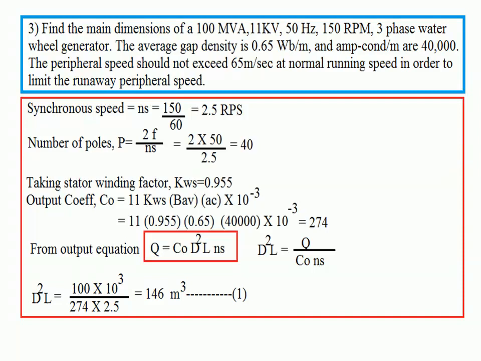Then from the output equation Q equal to C naught D square L ns, you frame the equation for D square L. D square L equal to Q divided by C naught ns. You substitute the values, we are going to get 146 meter cube. You call this equation number 1.